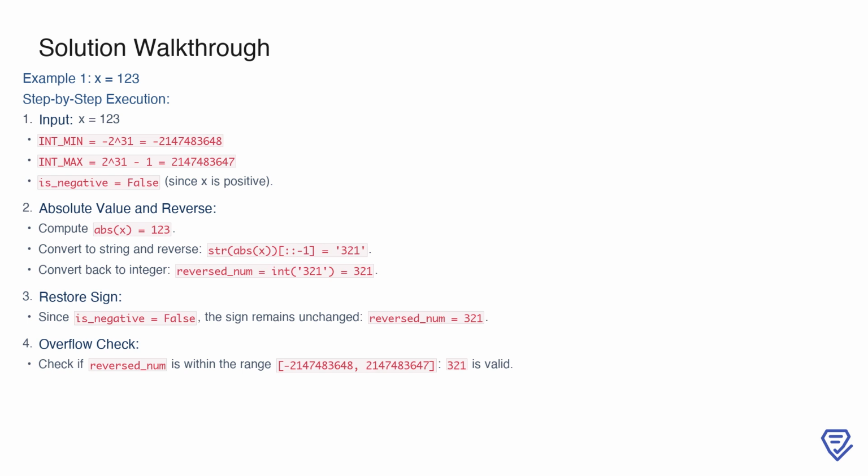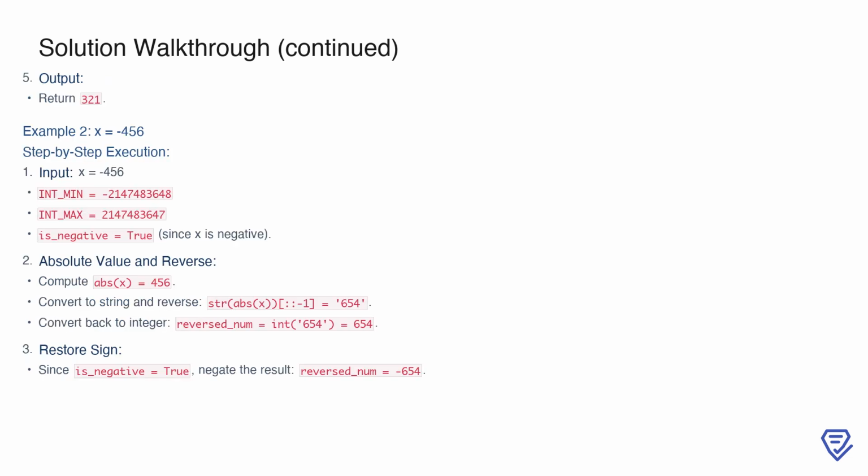At this point, since the is_negative flag is false, we don't need to change the sign, so the reversed number remains 321. Finally, we check if the reversed number lies within the valid range for a 32-bit signed integer. Since 321 is well within this range, it is valid, and we can move forward. Here, the output for x equals 123 is simply 321, as determined in the previous steps.